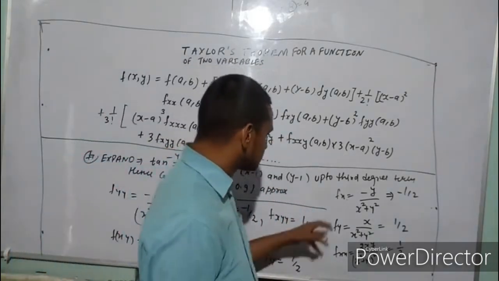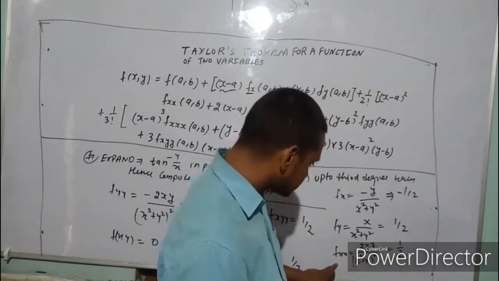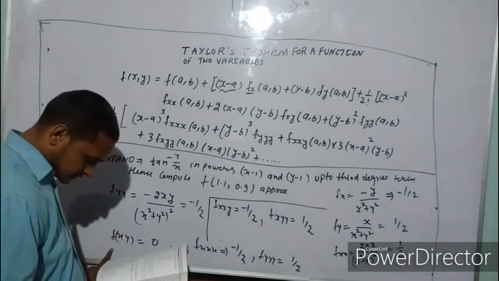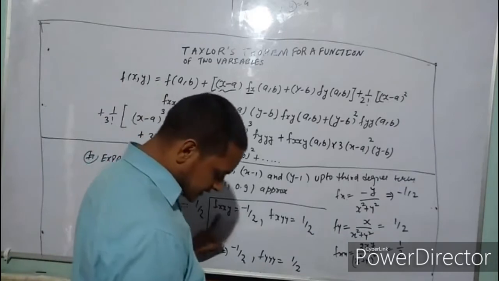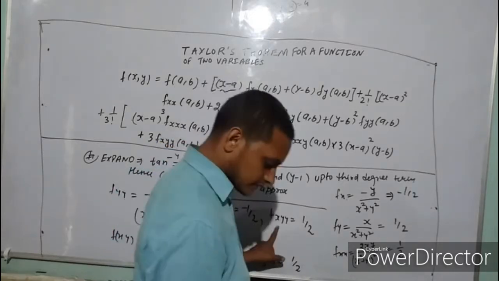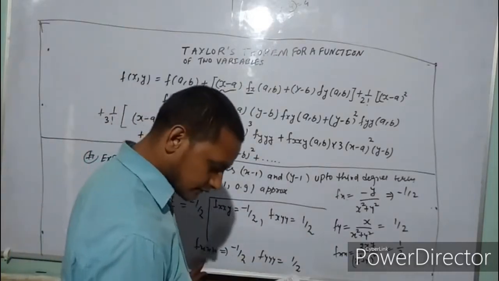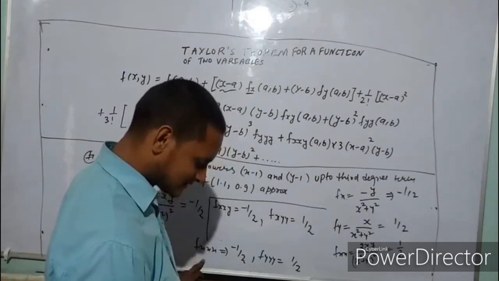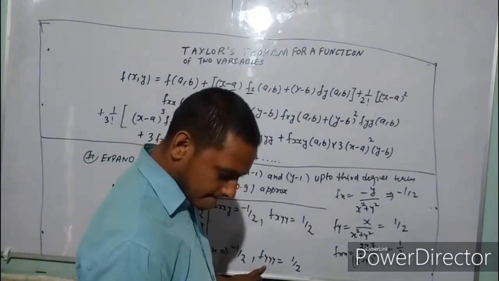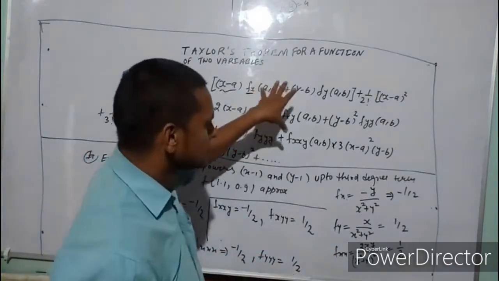So again I cross check this. fx is minus 1 over 2, fy is 1 over 2, f double dash x is 1 over 2, fyy is minus 1 over 2, fxy is 0, f double dash xy is minus 1 over 2, and fxyy is 1 over 2. And f triple x is minus 1 over 2, and f triple y is 1 over 2. Okay, now put all these values of the differentiated function in this given series.